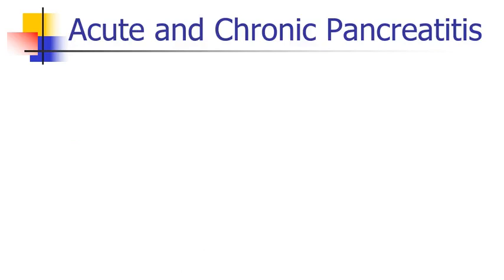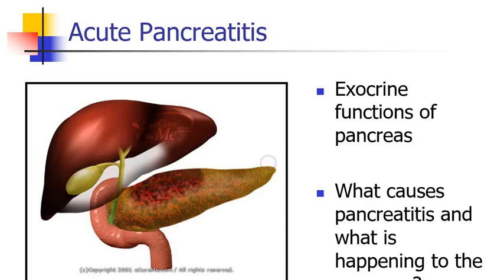So now let's talk about acute and chronic pancreatitis. So first of all, acute pancreatitis, knowing what the exocrine functions of the pancreas are. The exocrine functions are the enzymes that it secretes that aid in digestion. And they are secreted by the pancreas in an inactive form as they go from the pancreas through the pancreatic duct into the common bile duct into the small intestine. And then once they're released into the intestine, they activate and they start digesting the food that has moved from your stomach down into your small intestine.